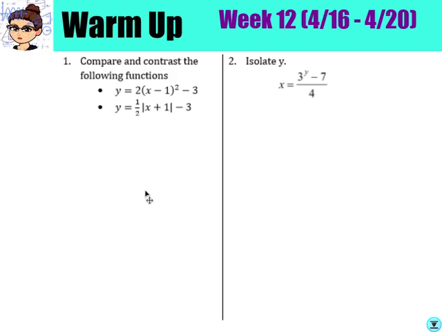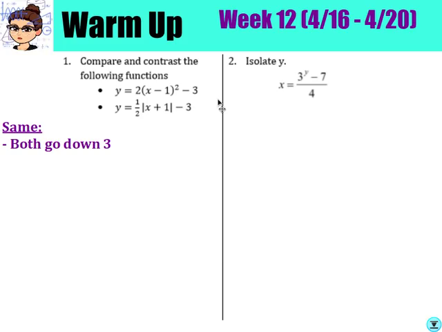I thought I'd start with our warm up. So, number one, compare and contrast the following functions: y equals 2 times (x minus 1) quantity squared minus 3, so that is our quadratic function, and then y equals 1/2 absolute value of (x plus 1), take away 3. So the first thing, what do they have in common?